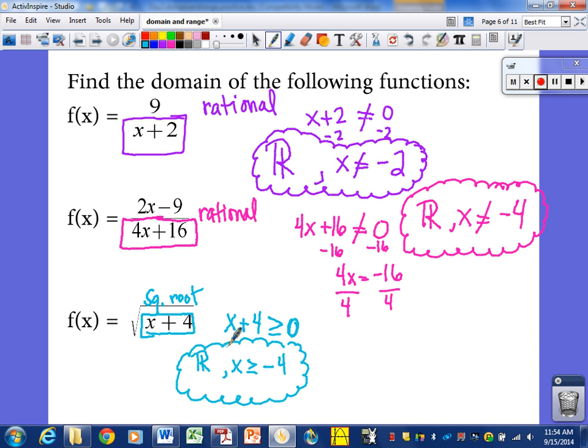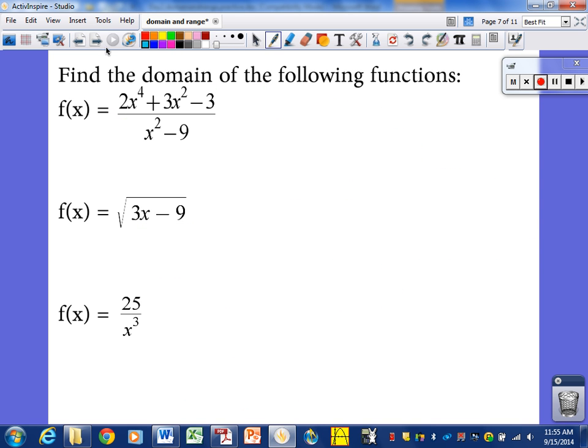When you plug a real in, you have to get a real out. For some reals you plug in, you get imaginary out. That's not okay. So these are your restrictions. Top one, you can't have negative 2. The second one, you can't have negative 4. The bottom one, they have to be bigger than or equal to negative 4 are your restrictions. Okay? So you should know, every time you see one of these types of functions, you must restrict them.